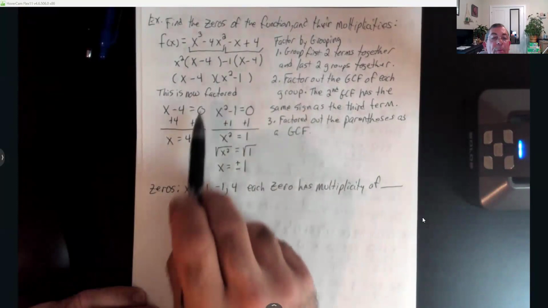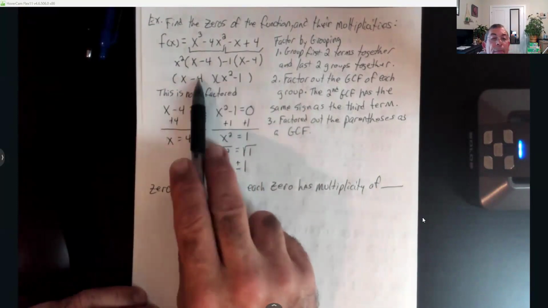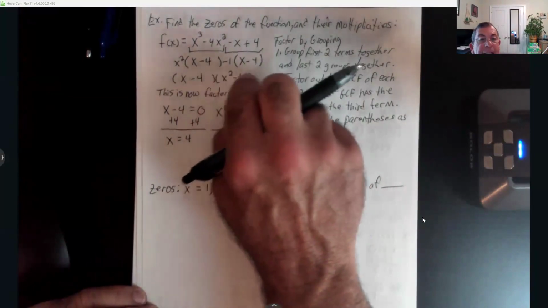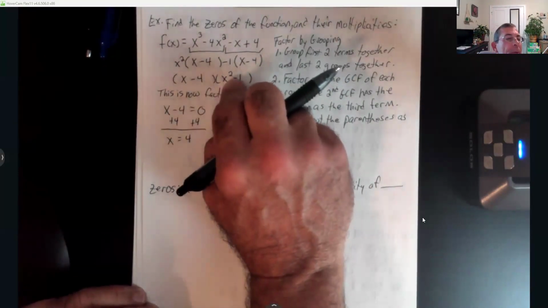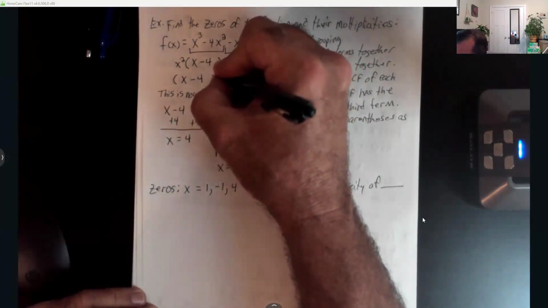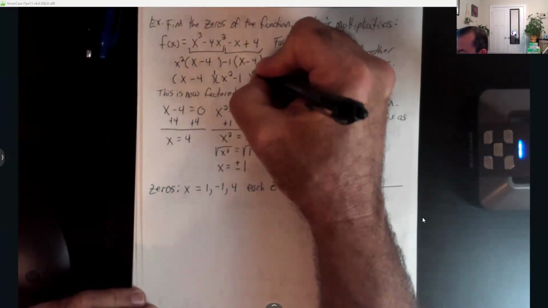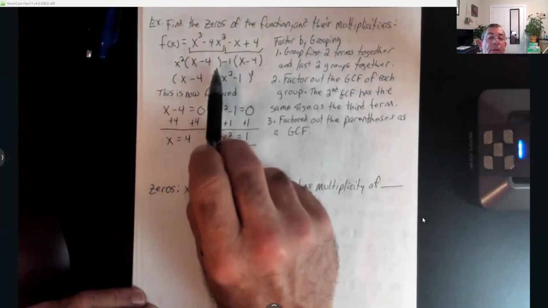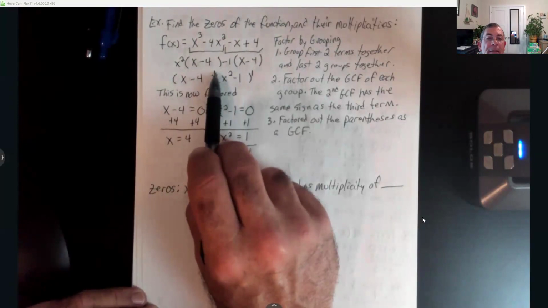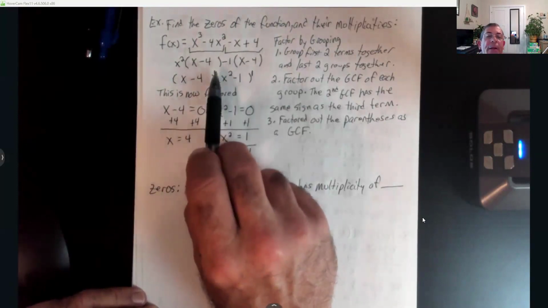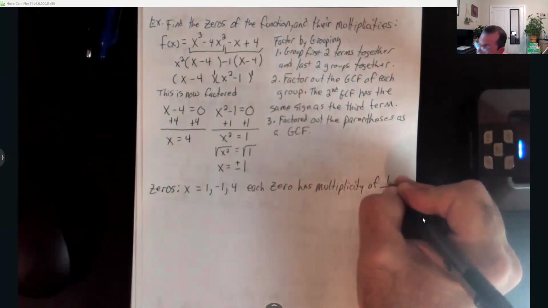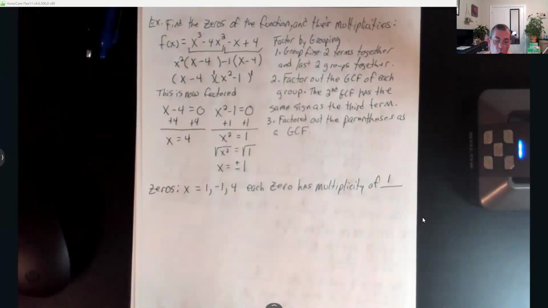Well, here you go. Remember, right here was my factored form. And I don't have any exponents outside these parentheses. So now what you got, a 1? Correct. Because remember, there's one of these factors and there's one of those factors. So I go back to my factored form to find my multiplicity. And since our parentheses didn't have numbers out there, they were definitely a 1. Okay?